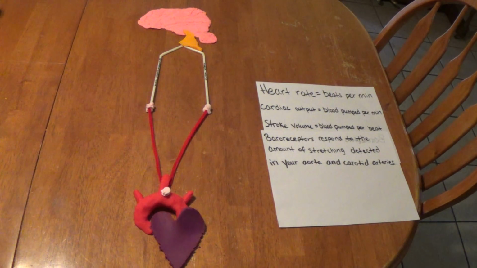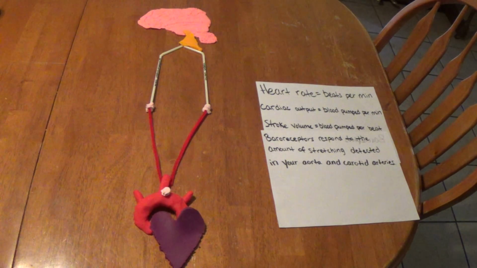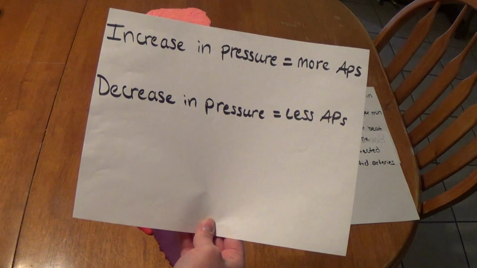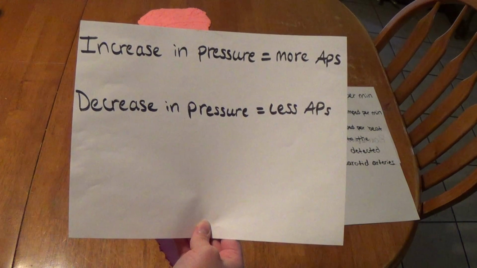Your brain knows how many action potentials your body fires per minute. This is known as your sympathetic and parasympathetic tones. Relating to your blood pressure, your action potentials are conducted by your glossopharyngeal and your vagus nerve. If your blood pressure goes up, your baroreceptors are going to feel the stretching in your aorta and your carotid arteries, so your nerves are going to start firing more action potentials per minute.